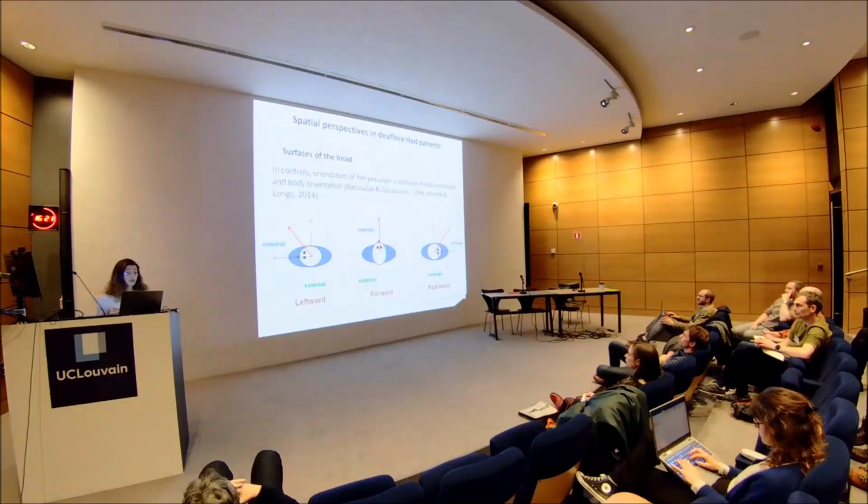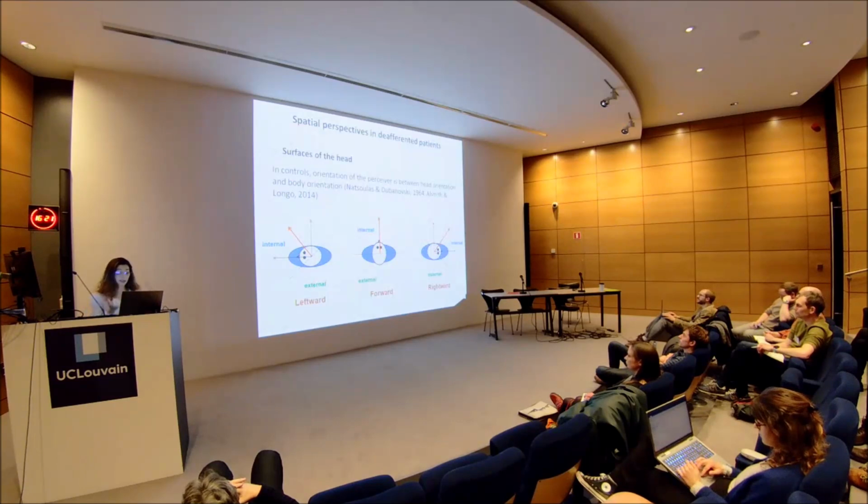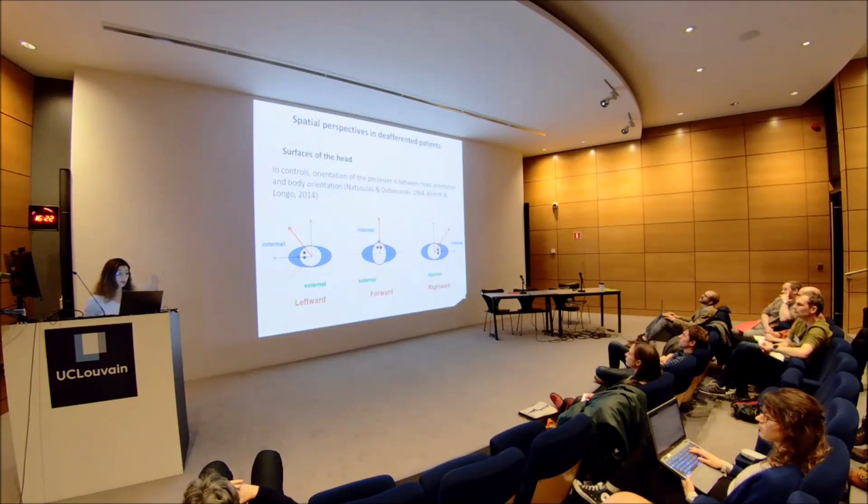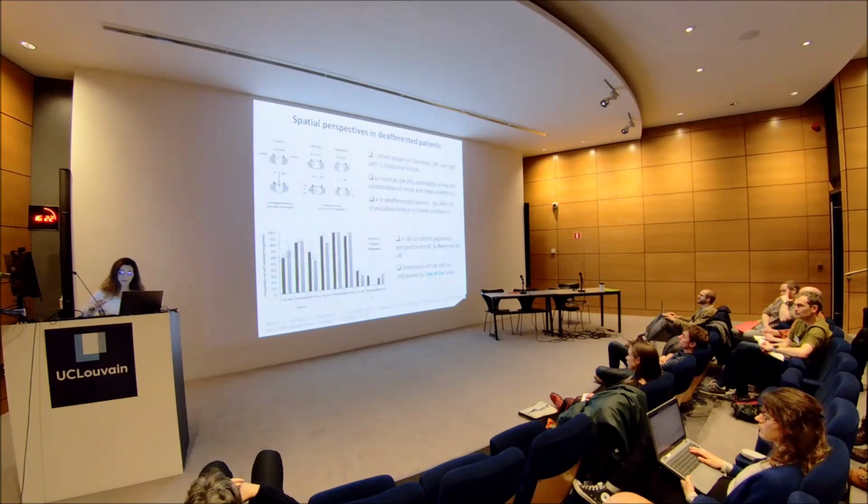We then turned to the influence of proprioception. So here we used a manual drawing on the head, and we did that because in the study we conducted, it was done with 2 different patients that have neither tactile nor proprioceptive sensation below the head. So we couldn't use our tactile matrix, and we did that. And former studies in controls showed that the orientation of the perceiver is between head orientation and body orientation. So we used this paradigm.